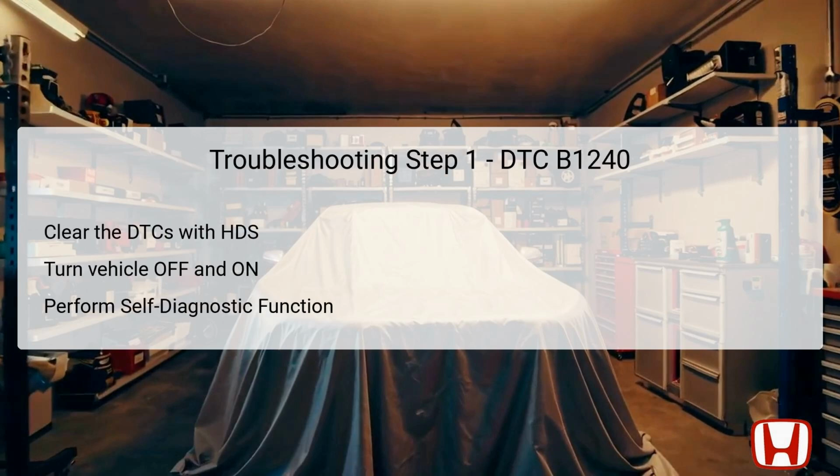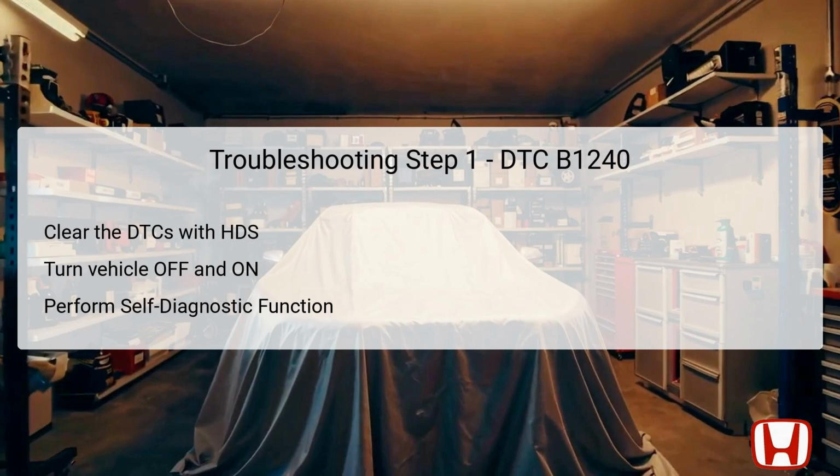The initial troubleshooting step involves clearing the Diagnostic Trouble Codes, DTCs, using the Honda Diagnostic System, HDS. This is a crucial first step as it resets the system and allows for a fresh diagnosis. After clearing the codes, switch the vehicle to the off/lock mode and then back to the on mode. This simple action can sometimes rectify minor glitches.